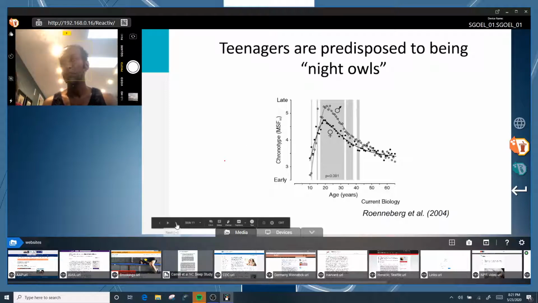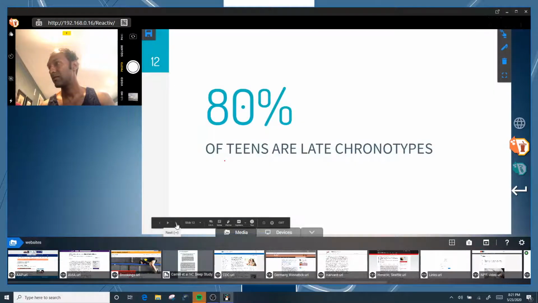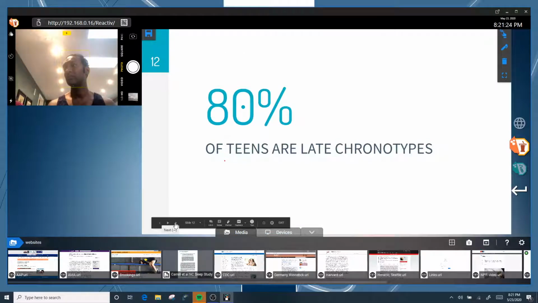That came as a bit of a shock to me. So again, 80% of teens are late chronotypes.